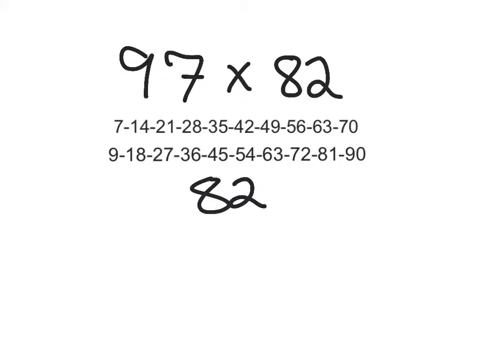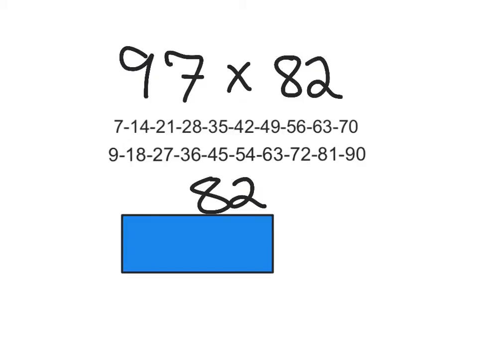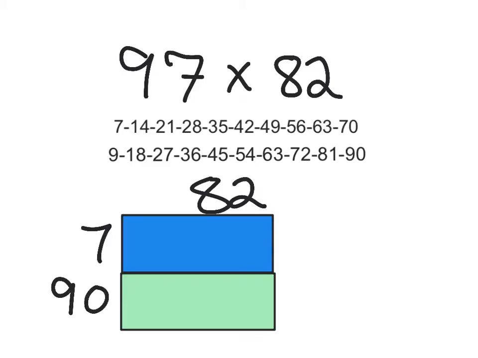Then I'm going to go ahead and make my area boxes. I'll make this box right here, and I'll make a second box right below that. And now I'm ready to rock and roll. I'm going to take this 97 here, and I'm going to break it into 90 and 7. I'll put the 7 up on top, and the 90 goes on the bottom. And now I'm going to start with the 7s here, and here we go.